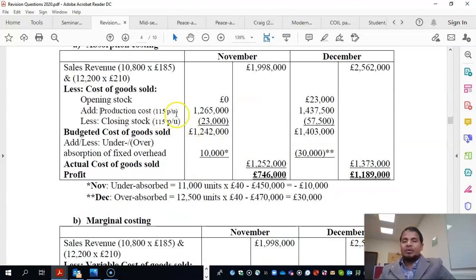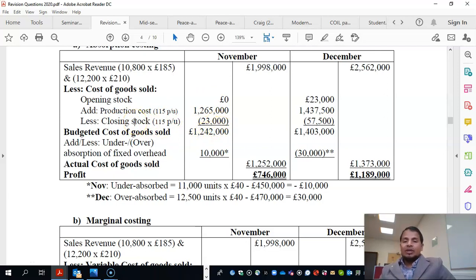So 115 per unit cost, and the number of units produced is 11,000. So if you multiply it by 11,000, it should be 1,265,000. Okay, and in case of December, we produced 12,500. So multiplied by 115, it should be 1,437,500. Okay, and then closing stock. So opening plus production minus closing stock, then we'll get cost of goods sold.